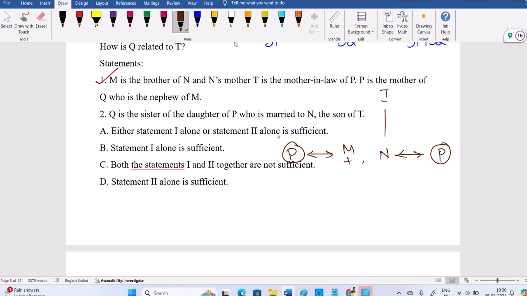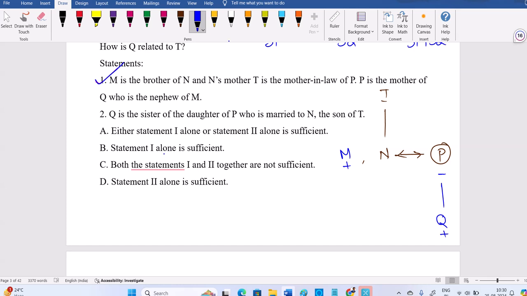Let's see the next one. P is mother of Q, and Q is nephew of M, which means P is not married to M. That will confirm it: P is married to N. P is mother of Q, and Q is the nephew of M. Nephew means your sibling's son. So M's sibling is N, and N's son is Q. Now with all this data, how is Q related to T? We can say grandson. Fine, so that's possible with one alone.